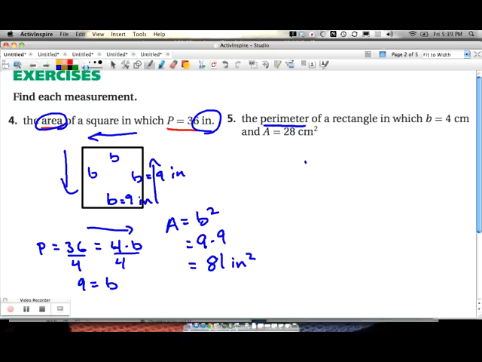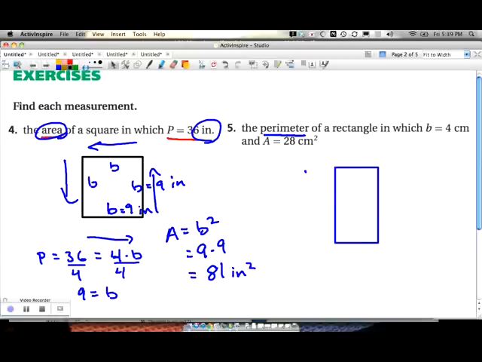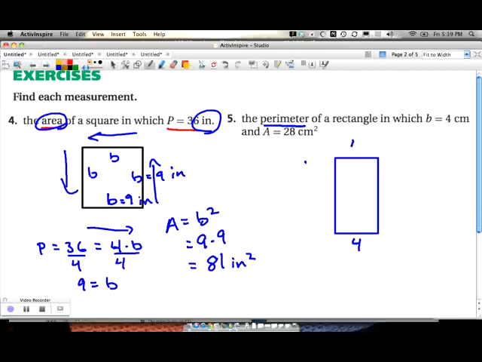We notice that in this rectangle, you see that the base is 4, so that means this other base across from it's 4. And the area is 28 centimeters squared. So I know that it's 28 centimeters squared for the area. I got to figure out what this is.